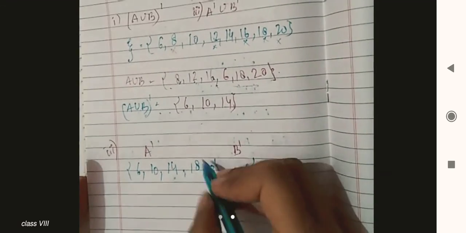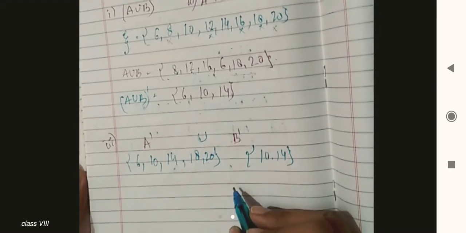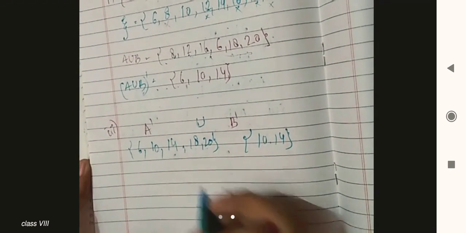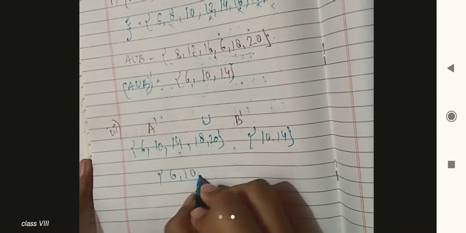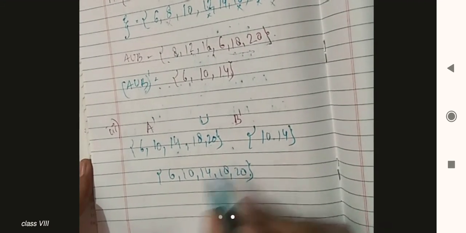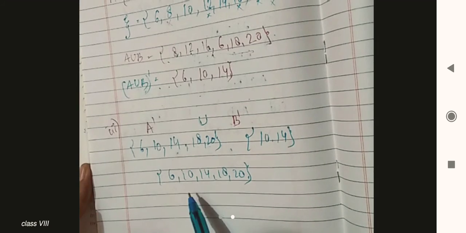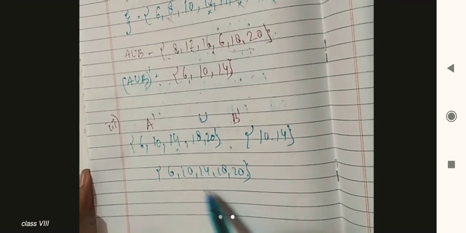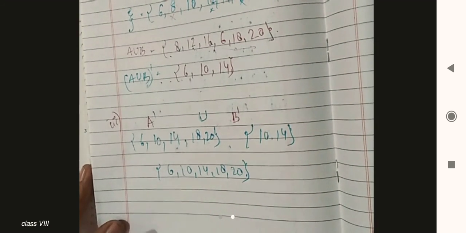Now you are supposed to find out the union. Union means what? All elements. So you will write all elements. Repetition is not allowed. 14, 18, 20. Repetition is not allowed. 10, 14, if you write them two times, it is not allowed. You will write only one time. So this is how you will do your review exercise.